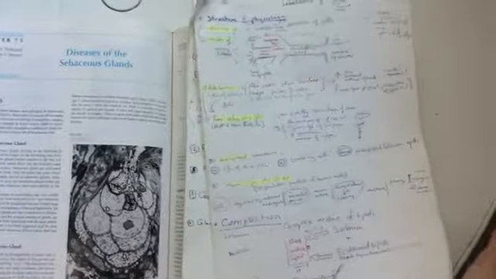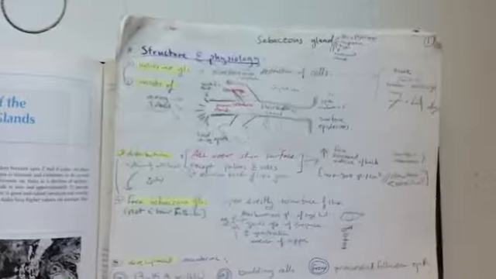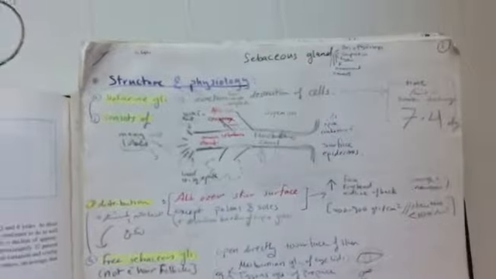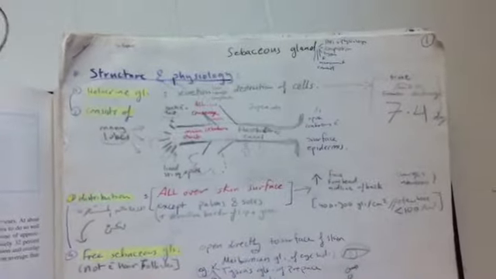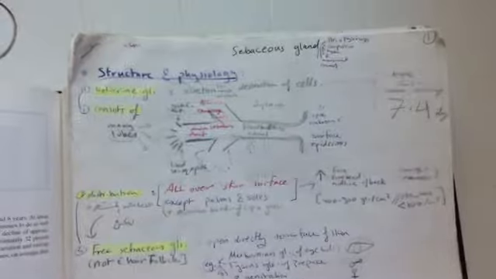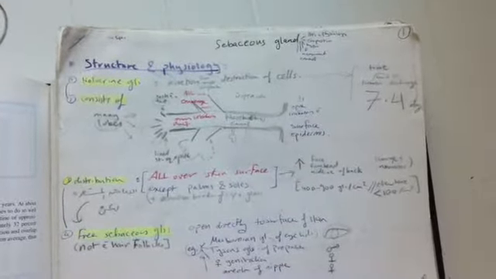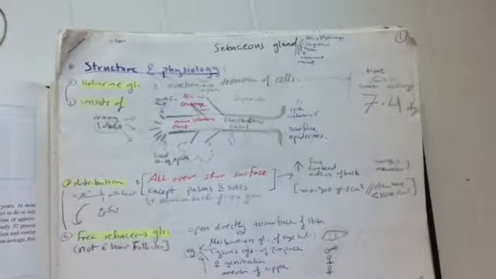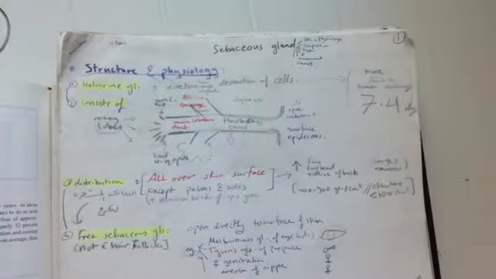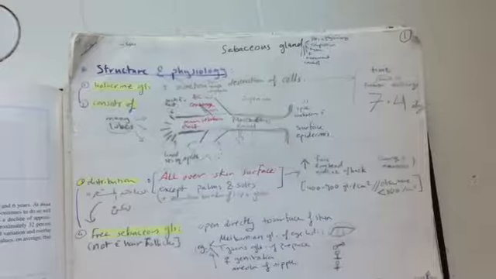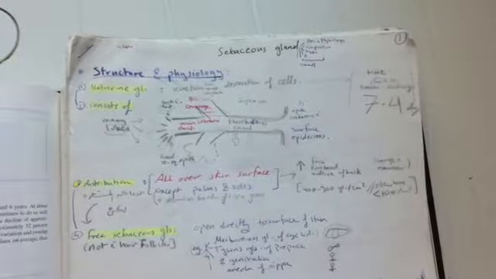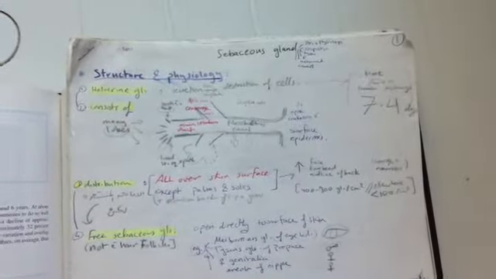Structure and physiology. The sebaceous gland is a holocrine gland with secretion from complete destruction of the cells. The time from formation to the discharge is 7.4 days. So it's a holocrine gland, meaning the secretion is from complete destruction of the cells.